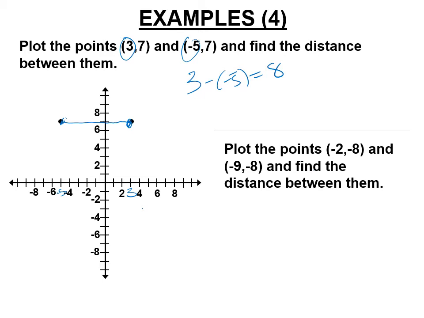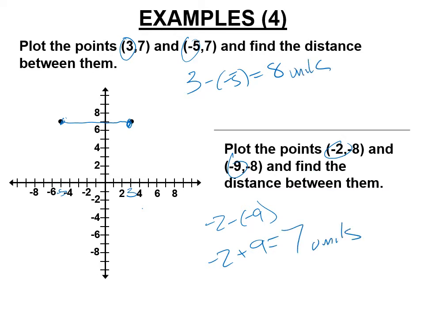Plot the points -2, -8, and -9. Find the distance between them. So we're going to subtract -2 minus -9. Now if you get a negative, you just have to switch the order, but the answer will be the opposite of what you got. So these should be 7 units, and I have to remember to write units on these. 7 units apart.